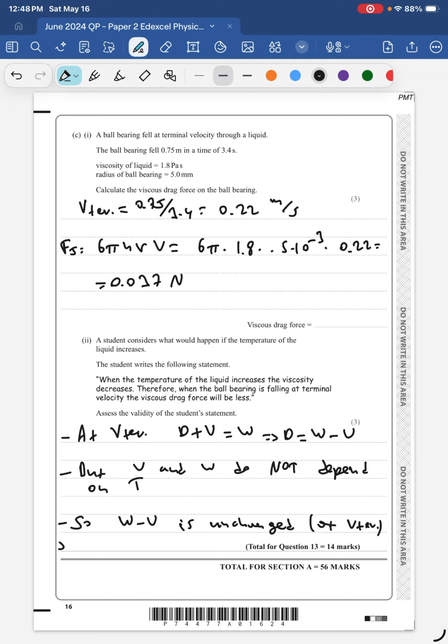So the student is wrong, actually, surprisingly. And he or she is wrong just because the ball bearing is already falling at V terminal. Okay, so everything is said and done somehow. So the weight minus the upthrust is going to remain constant. So the viscous drag will not reduce.